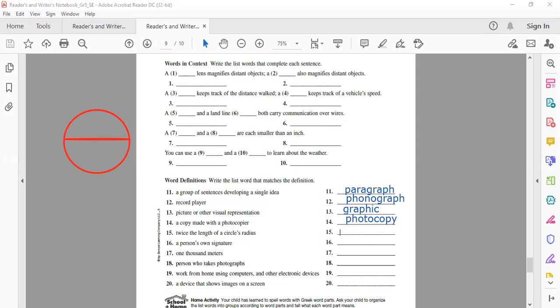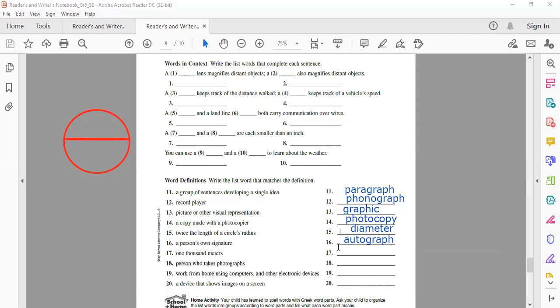Jana, number 16 for you. A person's own signature. Miss, what does that mean? If you want to sign a paper and you are signing your own name, what do we call this? We have two names for this, signature or autograph. Autograph. Excellent. So if you sign, we can call this signature or autograph. Number 17, Amal.